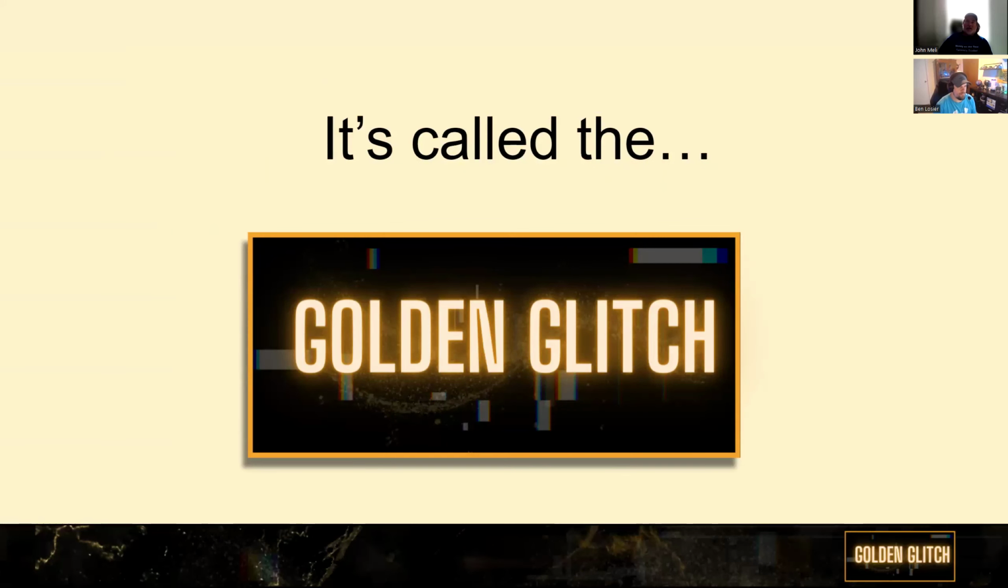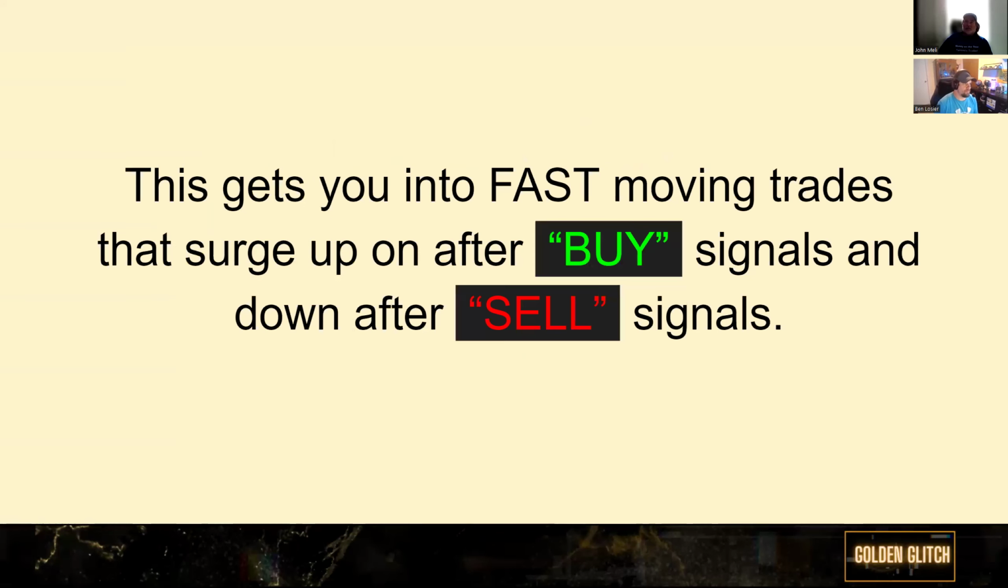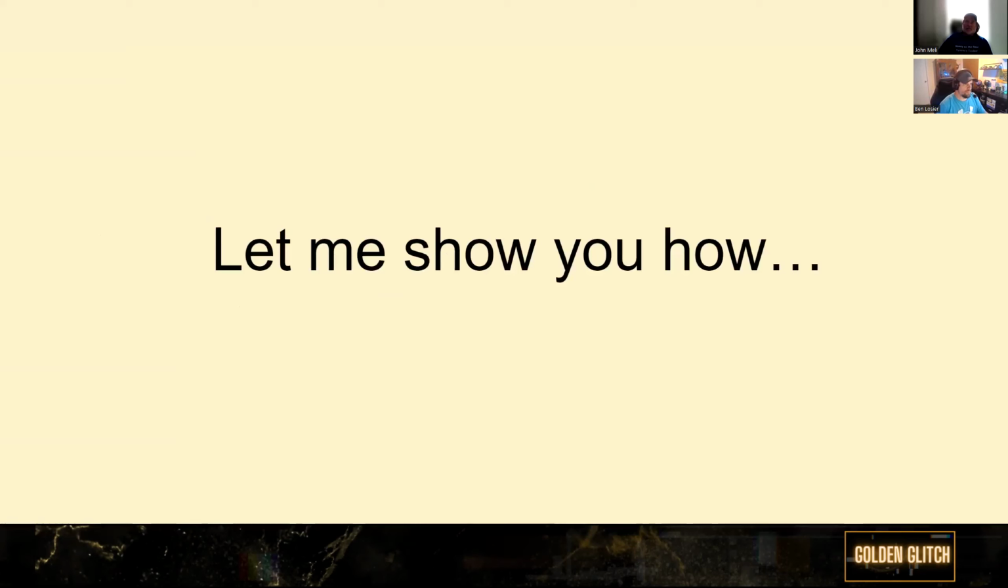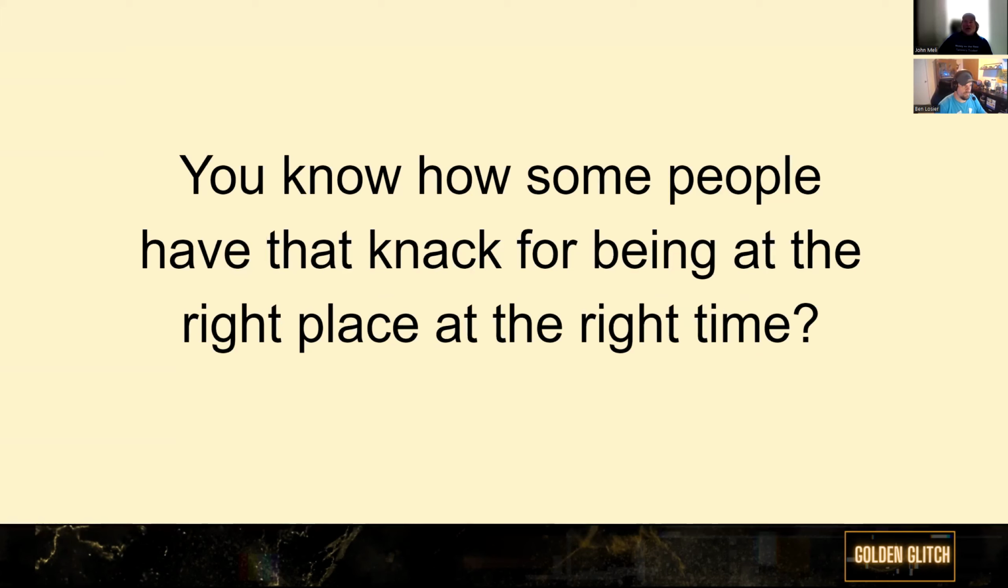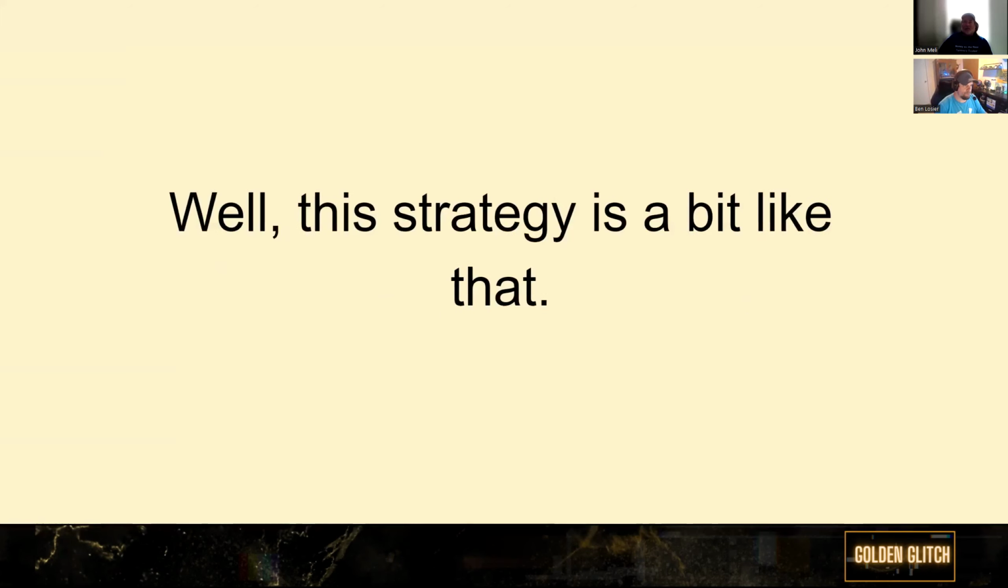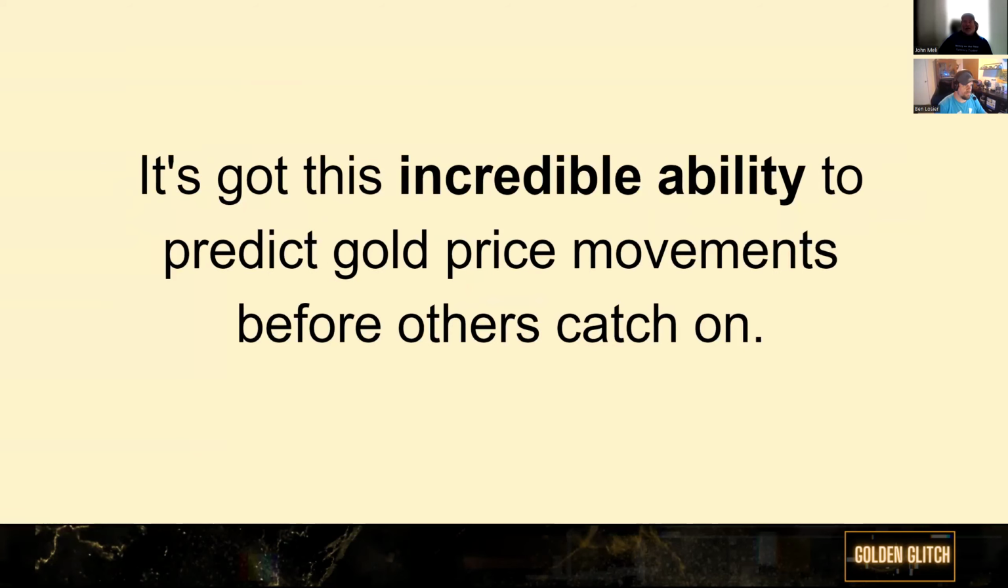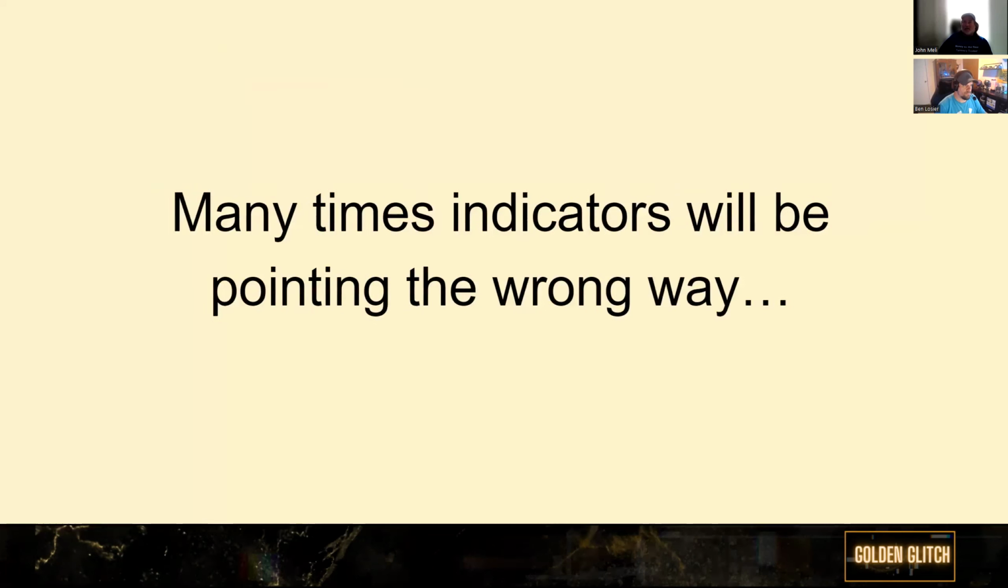The golden glitch, that's what it's called. This gets you in fast moving trades that surge up after a buy signal and down after a sell signal. Let me show you how. You know how some people have that knack for being in the right place at the right time. Well, this strategy is a bit like that. It has this incredible ability to predict gold price movements before everybody else catches on.